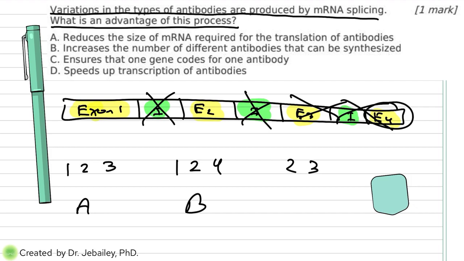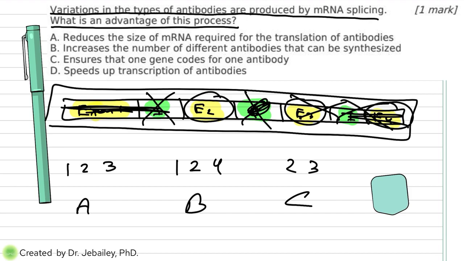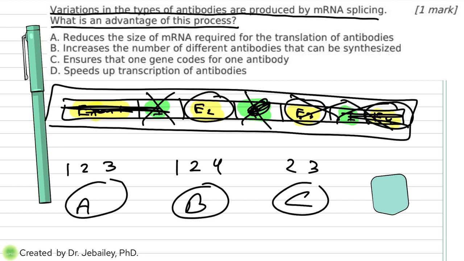So what would you do? You cut all of this and all of that in the middle and only leave the 2 and 3, and that will give you another antibody. So you can see in that one mRNA, you were able to make different types of antibodies. So that's the advantage.